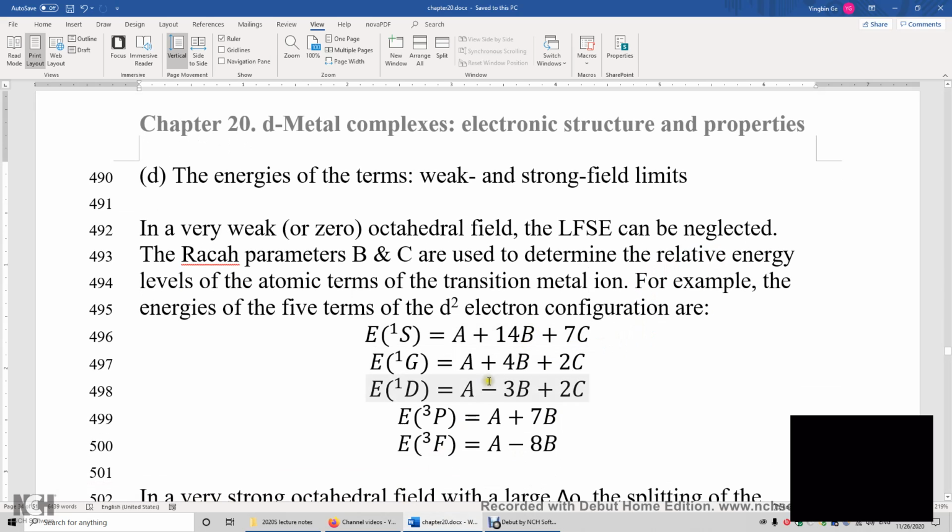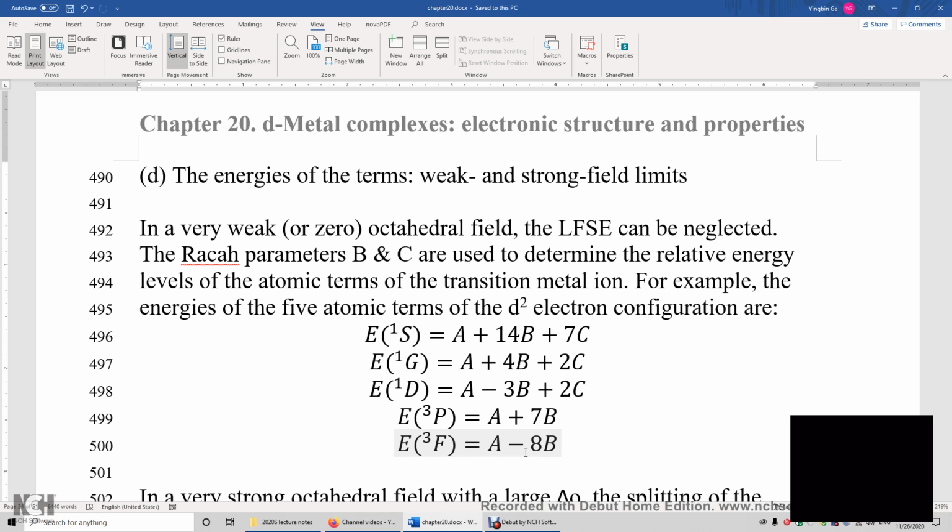Racah proposed these 5 energy expressions for the 5 atomic terms of the d2 electron configuration. When we put 2 electrons in the 5 d orbitals, the first electron has 10 options, the second electron has 9 options. And because electrons are indistinguishable, there are 10 times 9 over 2 factorial microstates. That's 45 microstates. And we can group these 45 microstates into 5 atomic terms, S, P, D, F, G, with a spin multiplicity 1, 3, 1, 3, 1. So they are listed here. Racah proposed these energy expressions in terms of 3 parameters, A, B, and C.